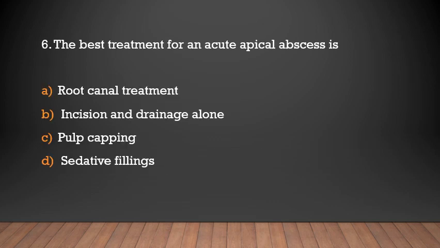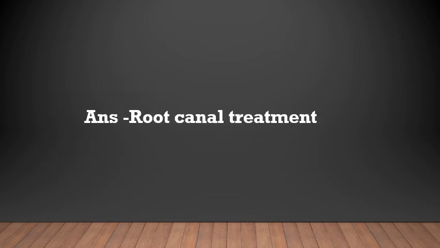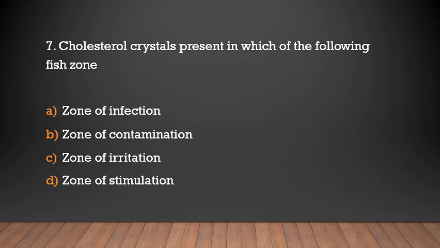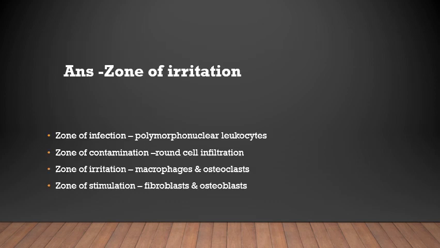The best treatment for an acute apical abscess is: root canal treatment, incision and drainage alone, pulp capping, or sedative fillings? Root canal treatment. Cholesterol crystals are present in which of the following Fish zones: zone of infection, zone of contamination, zone of irritation, or zone of stimulation? Zone of irritation. Zones of periapical pathology were described by Fish. According to Fish, 4 zones are present.